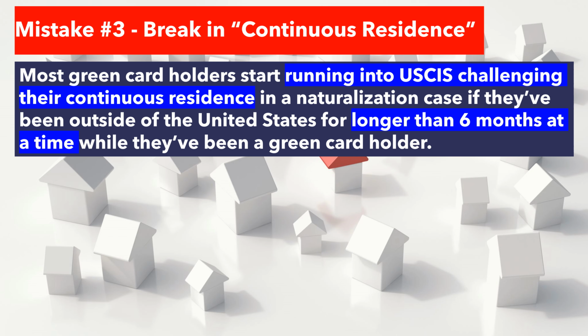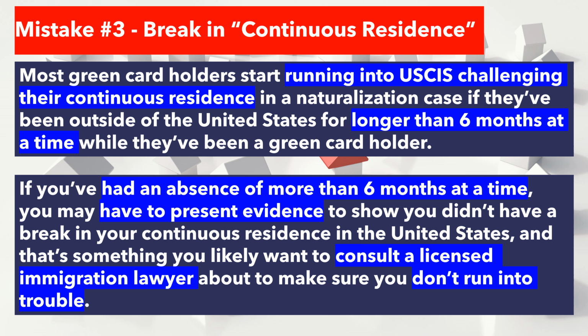Most green card holders start running into USCIS challenging their continuous residence in a naturalization case if they've been outside of the United States for longer than 6 months at a time while they've been a green card holder. If you've had an absence of more than 6 months at a time, you may have to present evidence to show you didn't have a break in your continuous residence in the United States. And that's something you likely want to consult a licensed immigration lawyer about to make sure you don't run into trouble.